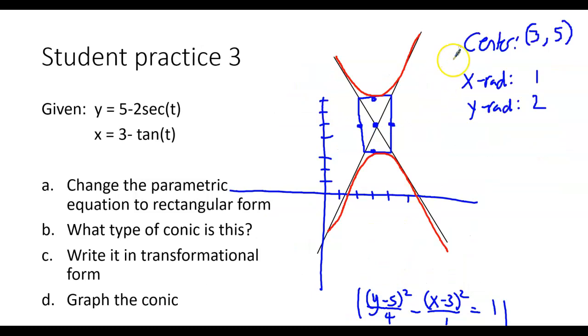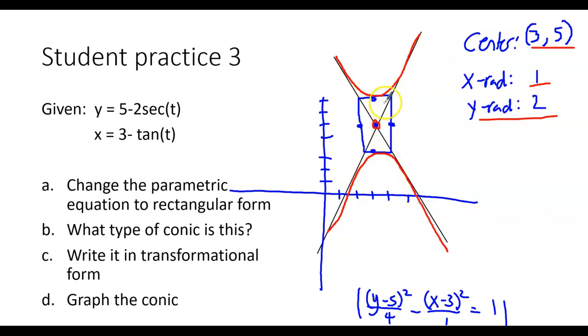All right, guys, so here's the graph. The center should be (3, 5). The x value of the center is 3, the y value of the center is 5, so we have (3, 5), and that's this point right here in the middle. Next, we have our x radius, which can be found by taking the square root of the number underneath the x. You get 1, and that tells you how far to go left and right from the center. And then we take the square root of the number underneath the y to find the y radius, which is 2. So from the center, we go up 2 and down 2.